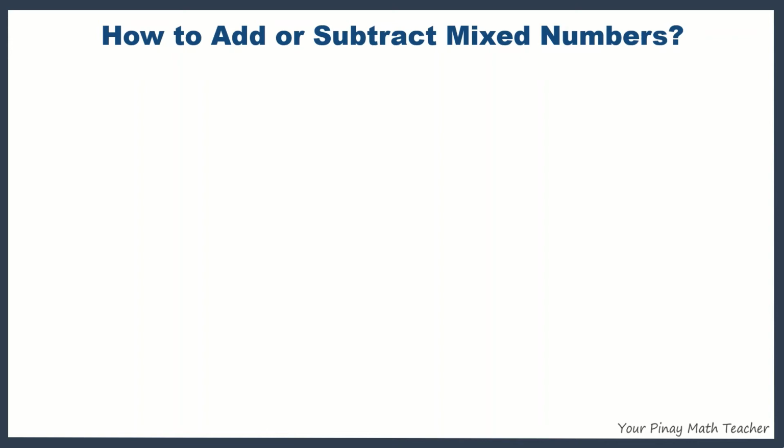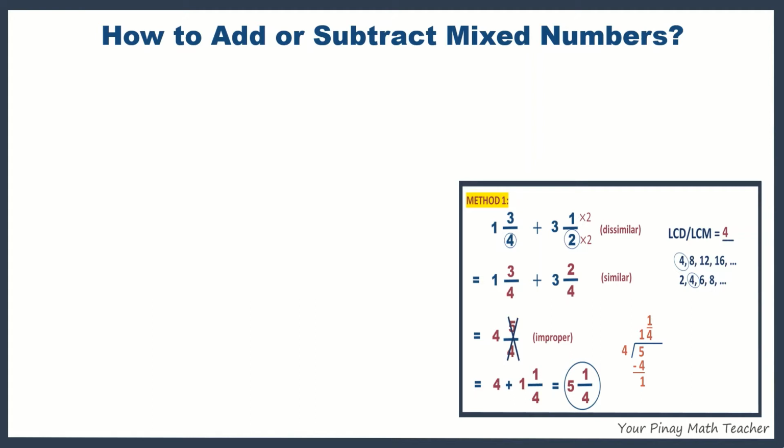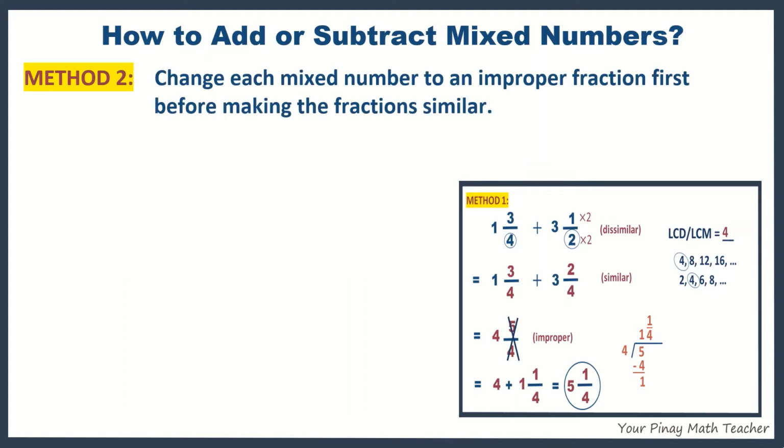How to add or subtract mixed numbers. In our previous video, we learned method 1, where we change the dissimilar fractions first to similar fractions. In method 2, you change each mixed number to an improper fraction first before making the fractions similar.